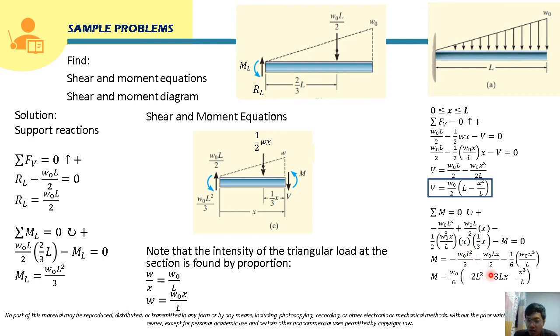Okay, and then plus 3LX. So 3LX times W sub O over 6, that will be equivalent to this. Okay, and then for negative x cubed over L times W sub O over 6, that will be equivalent here. So class, this will now become the moment equation.